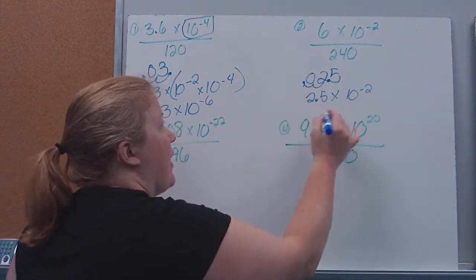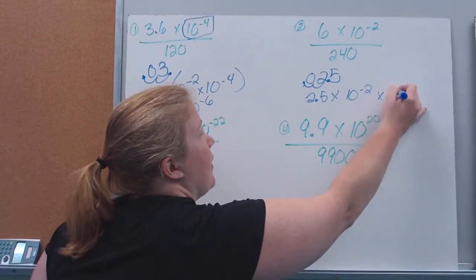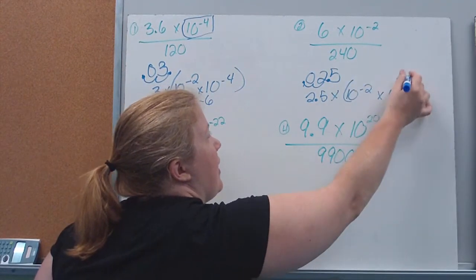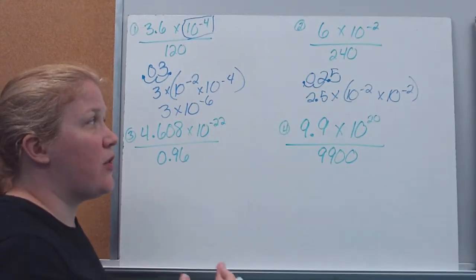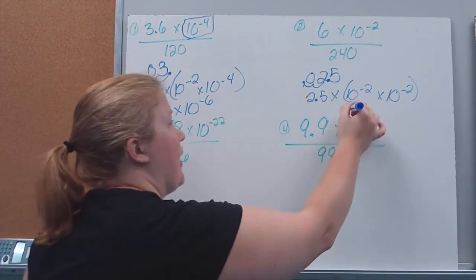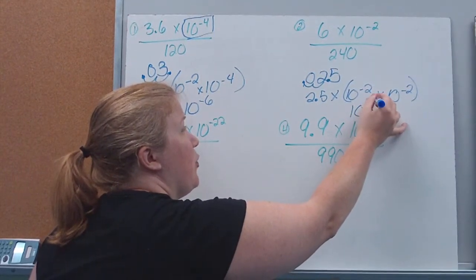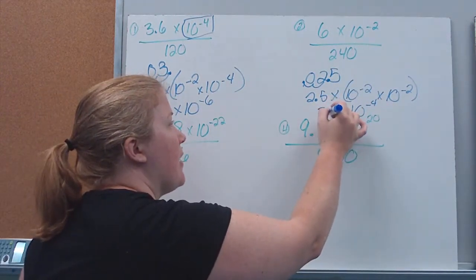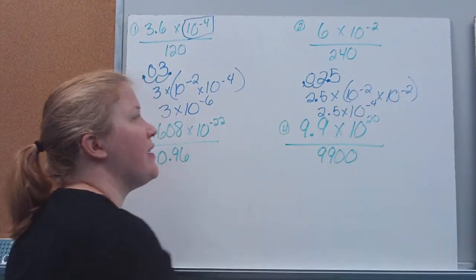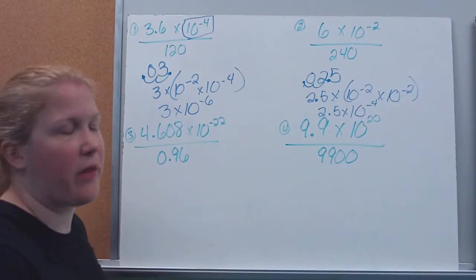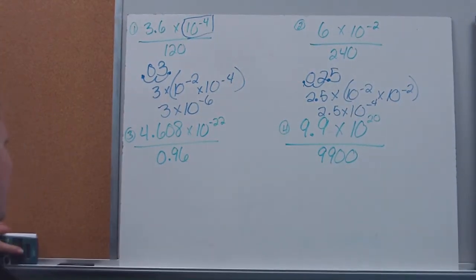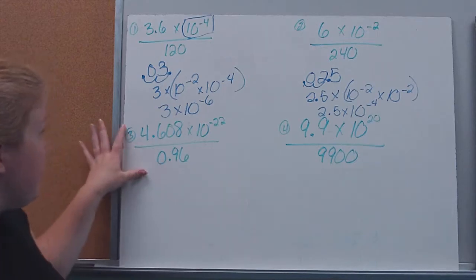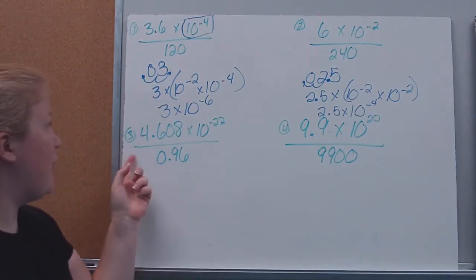Then I want to take my original power of 10 and multiply those two. So I've got 10 to the negative second times 10 to the negative second. I keep my base. Negative 2 plus negative 2 is negative 4. So my answer is 2.5 times 10 to the negative 4.